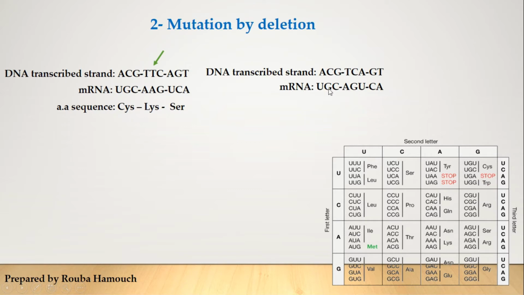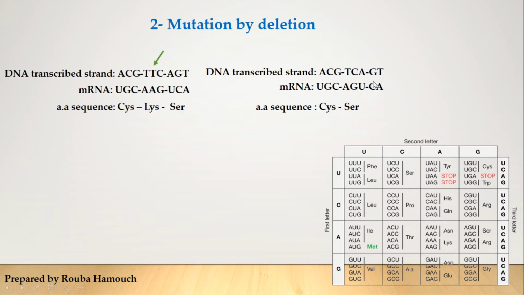This leads to a change in the mRNA sequence, ACG, UGC. Here the second codon becomes AGU instead of AAG, since A is complementary to T, G complementary to C, and here U complementary to A. And in the third codon, GT, we have CA, but we don't have a complete codon. This codon is truncated, is incomplete. And thus, the amino acid sequence will be formed of two amino acids instead of three.